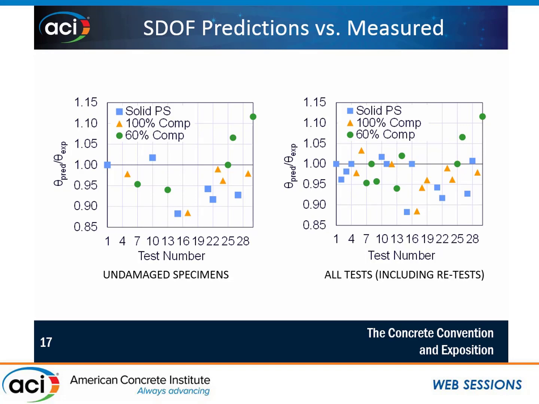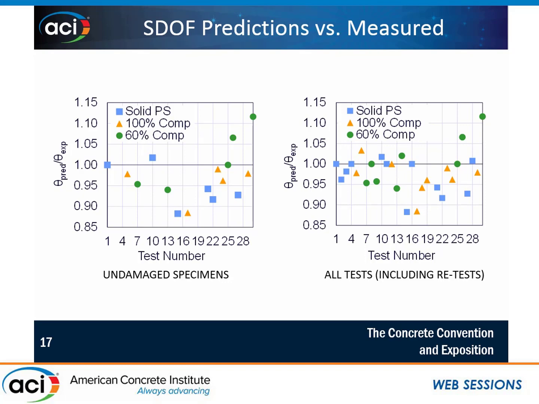The vertical axis on both of these graphs is the predicted support rotation divided by the experimental support rotation. Anything over a factor of 1 is going to be conservative. Anything below a factor of 1 is unconservative. So you can see that on either end of that, we're within about 15% of what the actual response was. So it's a fairly good prediction.